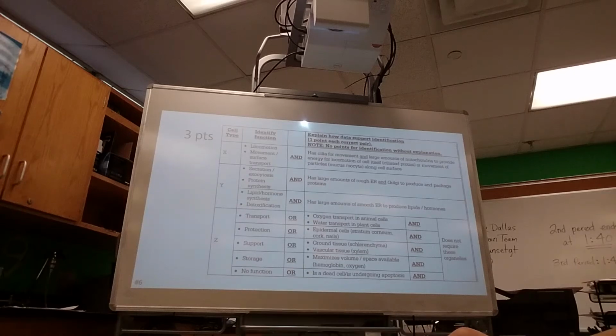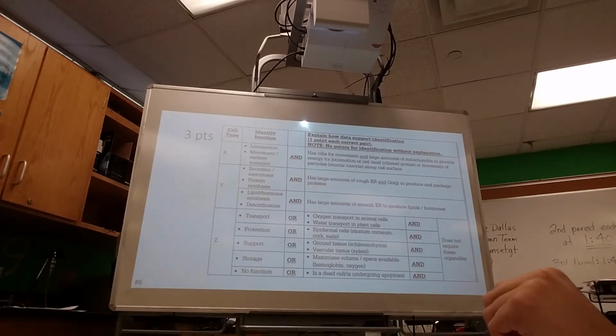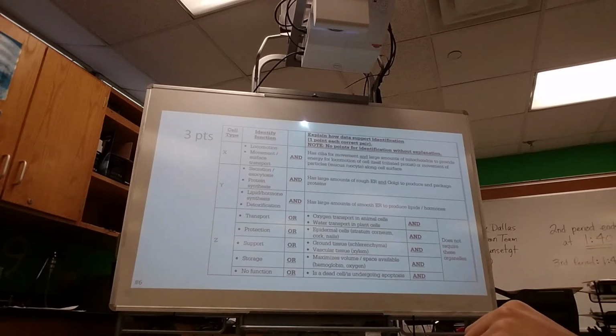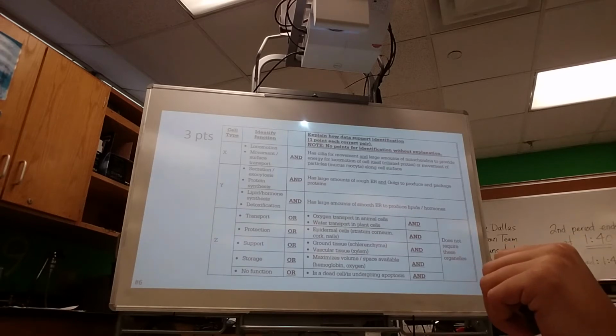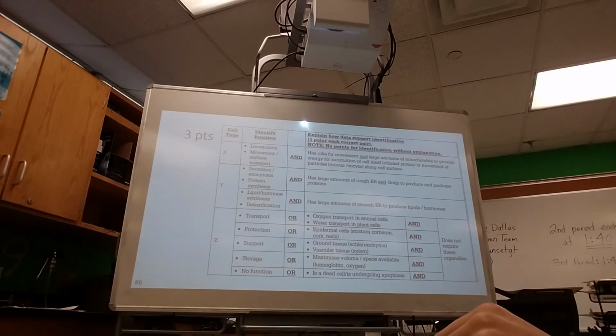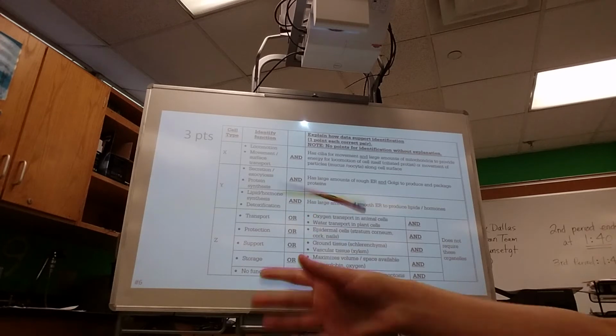Could be function in either protein or lipid synthesis. And the detoxification potential function could be because smooth ER is involved in detox. Cell Z could be a number of things. It could be for transport, for things like water transport in plant cells or oxygen transport in animal cells.